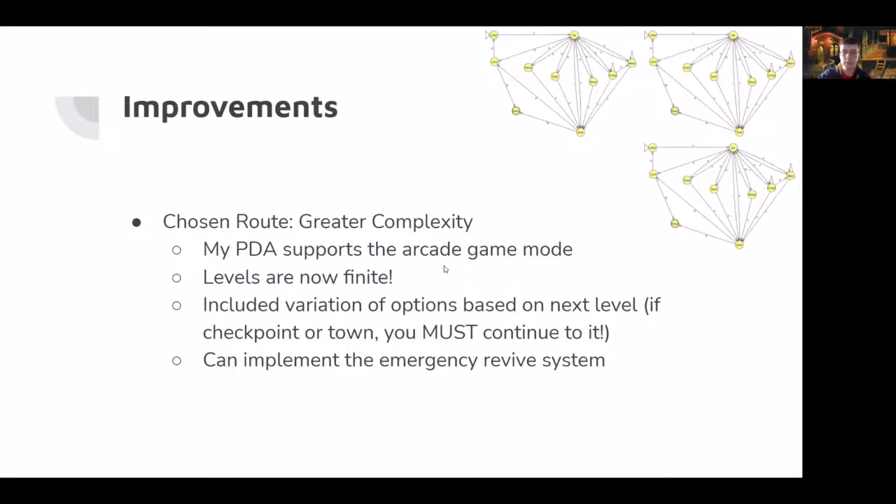and I also included the variation of level types to include the nuance about whether or not you move on to the next level automatically or have a choice. And now that I know the context of levels, I can also keep track of the emergency revive. And I have the original DFA multiple times up here to symbolize that trying to handle levels before would require me to repeat the same general structure over and over again.